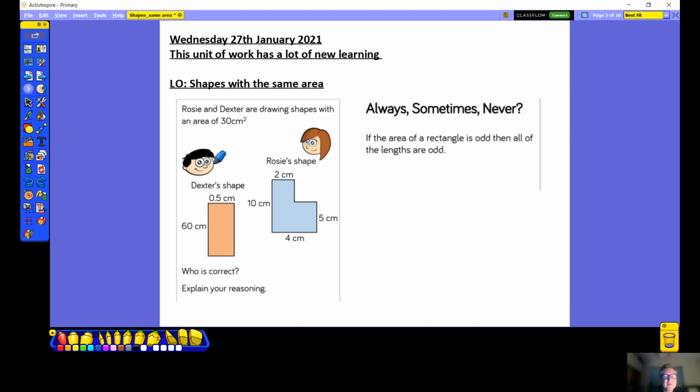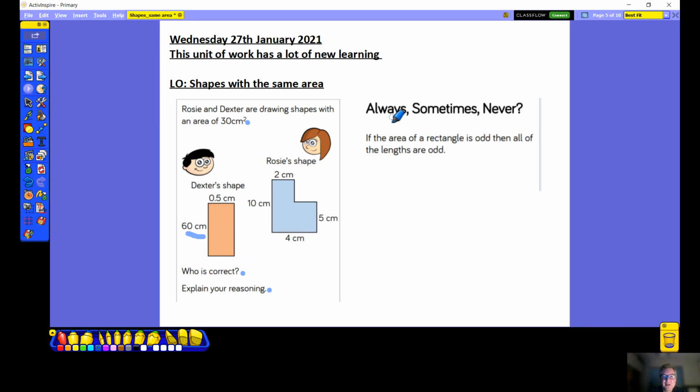Yeah, a little bit of reasoning here. Rosie and Dexter drawing shapes with an area of 30 centimeters squared. Who's correct? Explain your reasoning. Try to go at that one. If you want to draw that shape out, don't draw it to scale because it's big. So just draw it not to scale and label it.